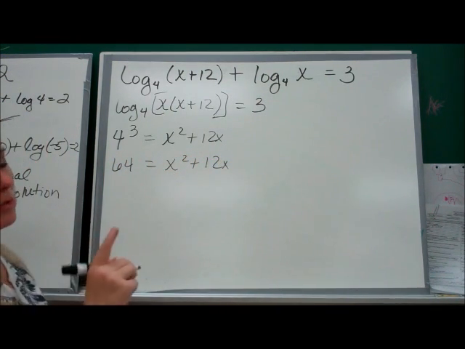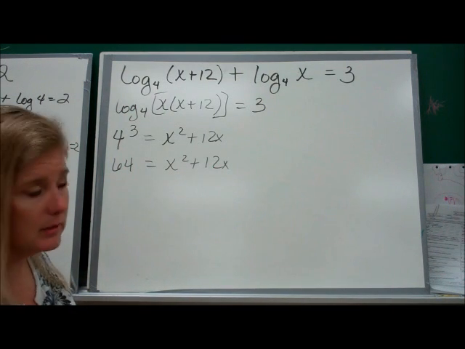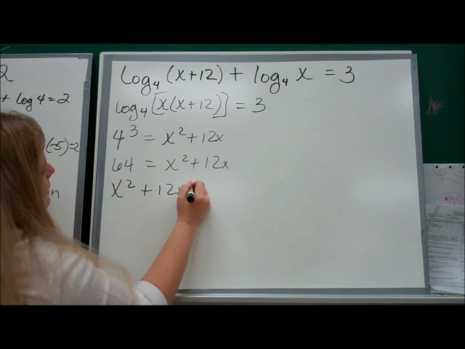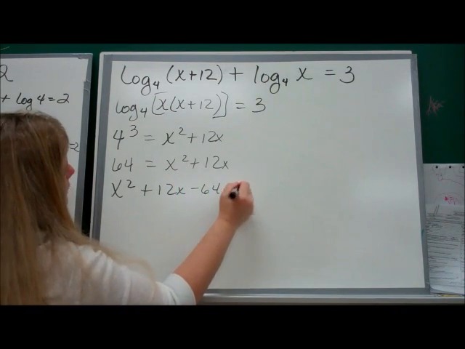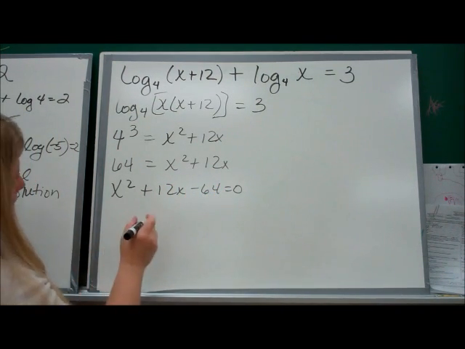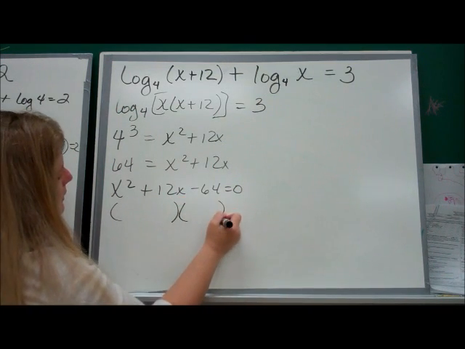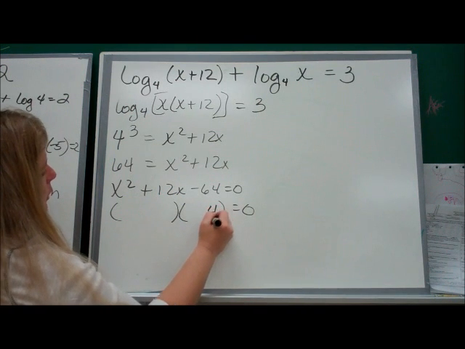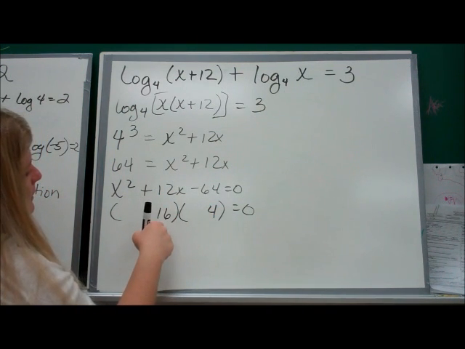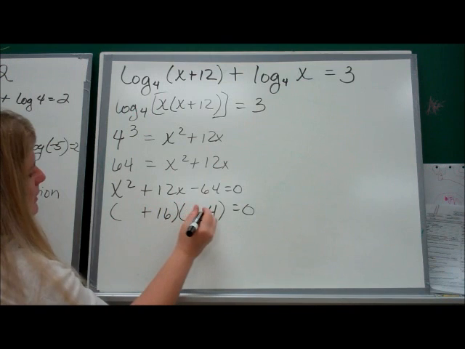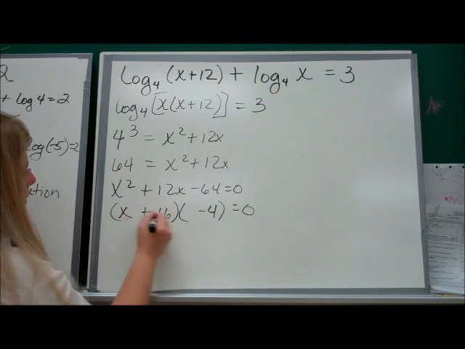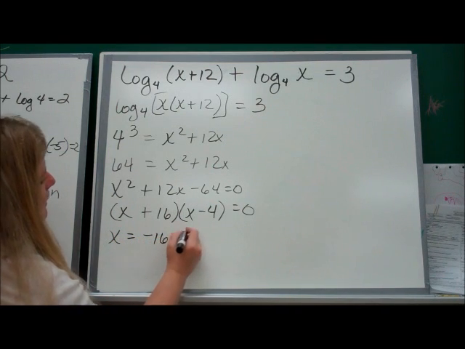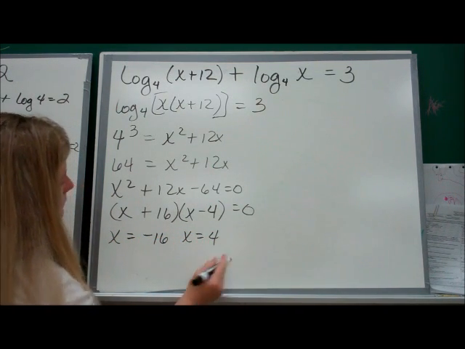It's an x squared, which tells me I have to set it equal to 0. So x squared plus 12x minus 64 equals 0. Factor. What are the factors of 64 that'll subtract to 12? Well, 4 and 16. Since 16 is greater, 16 gets the plus, the 4 gets the minus. This is x, this is x. So x equals negative 16 and x equals 4.